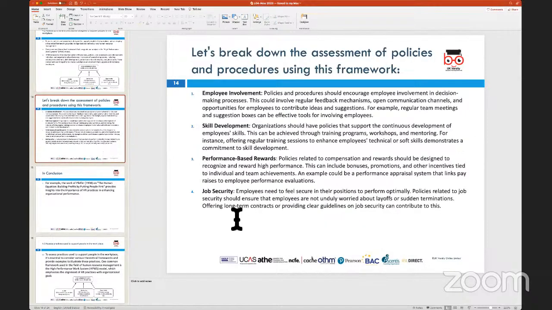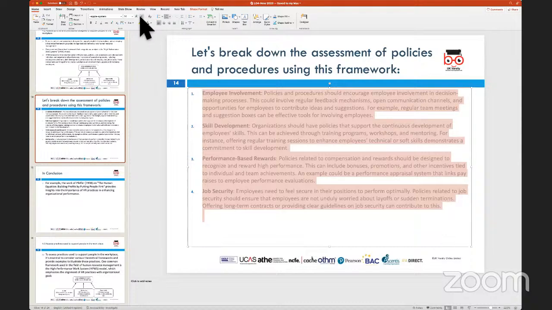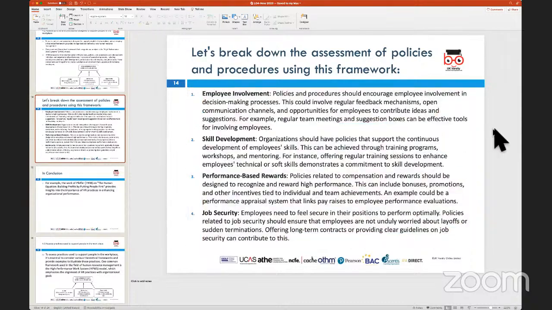Now, when we talk about this particular model in detail, the four components that are a part and parcel of this framework actually include employee involvement, skill development, performance-based rewards, and job security. Now, when we talk about these four individual components, what we are looking at is essentially the employee adhering to the policies and procedures and using them effectively while making decisions to carry out their job responsibilities.